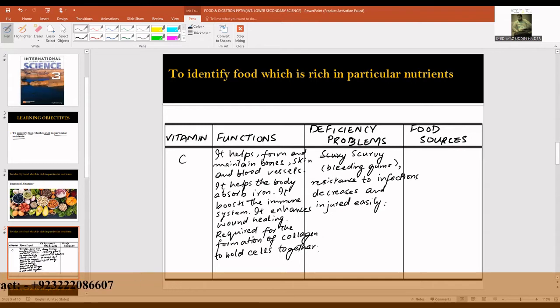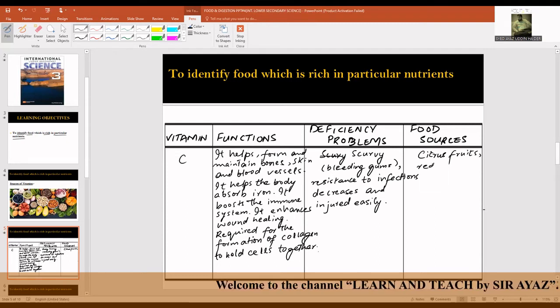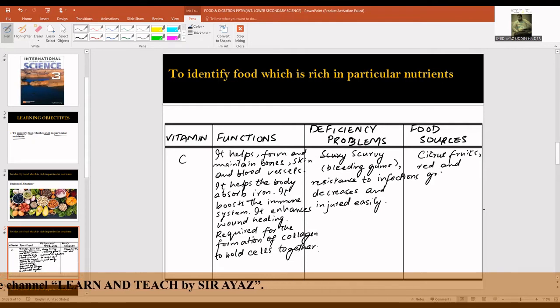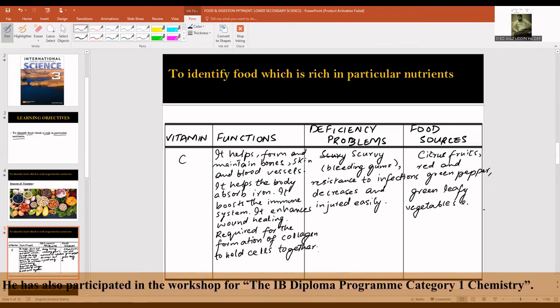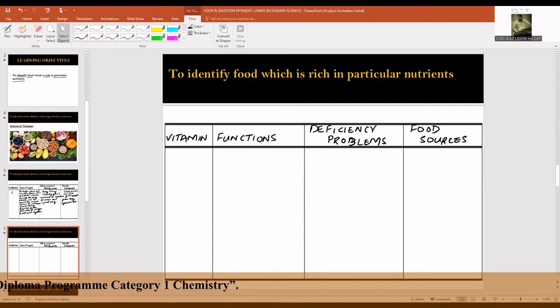Food sources include citrus fruits like orange, lemon, tomatoes, kiwi fruits, guava, red and green pepper, green leafy vegetables, etc.